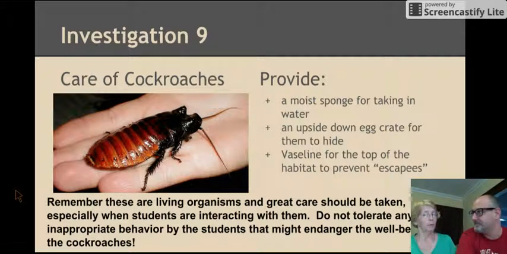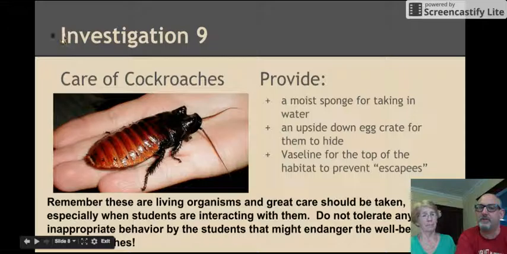Which brings us to our last statement here at the bottom, which I'm going to read to you. Remember, these are living organisms and great care should be taken, especially when students are interacting with them. Do not tolerate any inappropriate behavior by the students that might endanger the well-being of the cockroaches. Their lives have been entrusted to you, so please be careful of them. Important point.